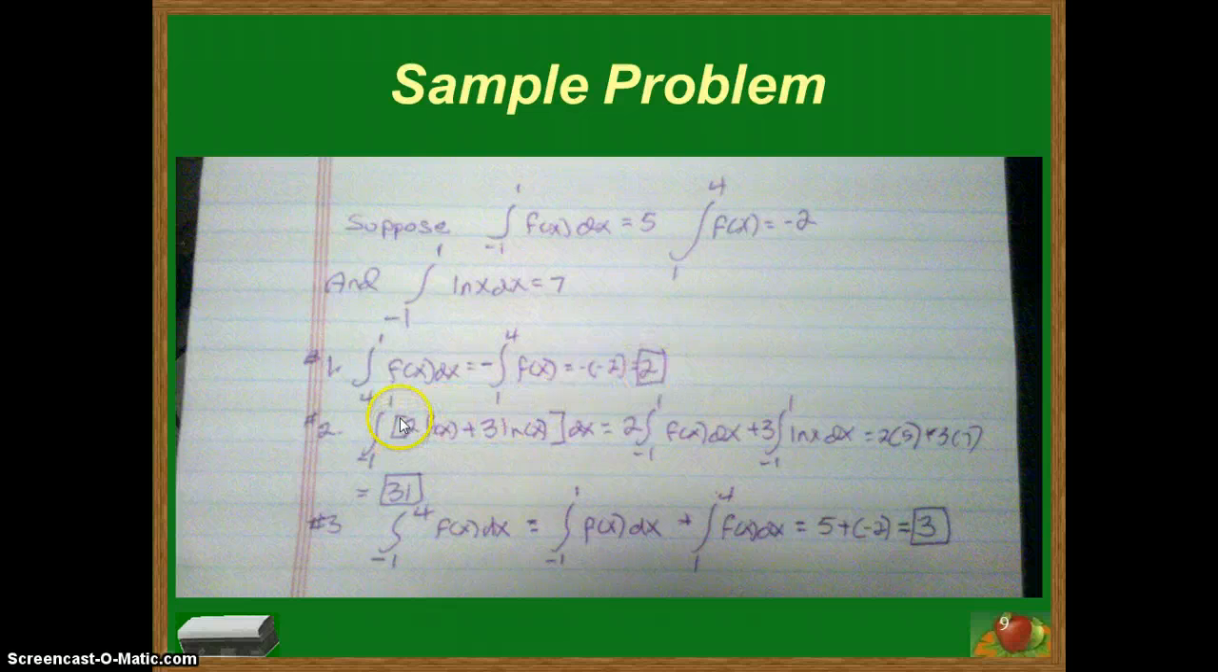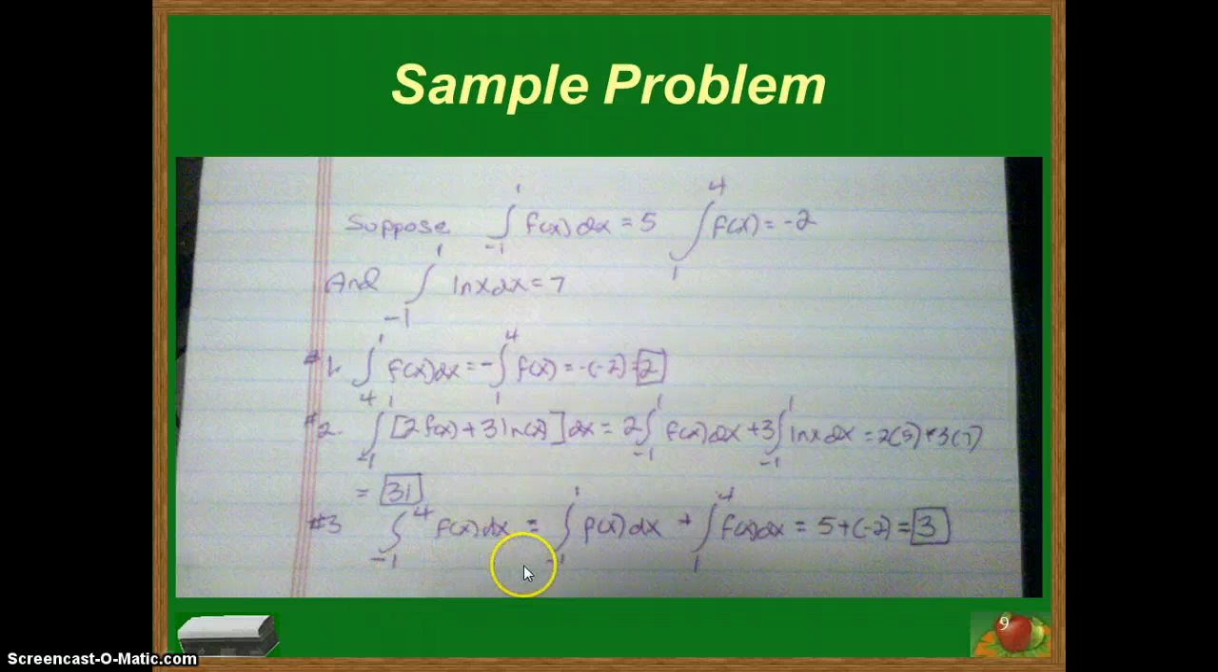Next one says I'm taking the integral from 1 to -1 of 2 f of x plus 3 natural log of x. Well, I should recognize this as the sum of two integrals, so I can split it up, and then I can also pull the 2 to the outside and pull the 3 to the outside. So what I have is 2 times the integral from 1 to -1 of f of x plus 3 times the integral from 1 to -1 of natural log of x. Those are 2 times 5 plus 3 times 7. Added up, we get 31.